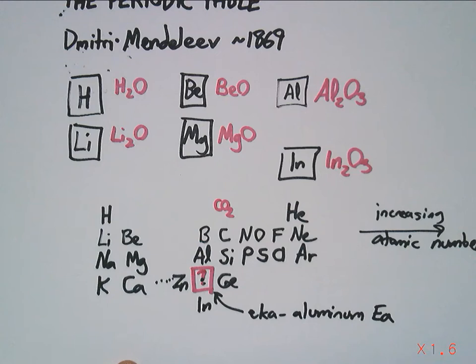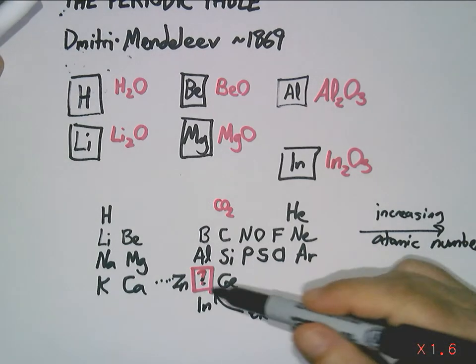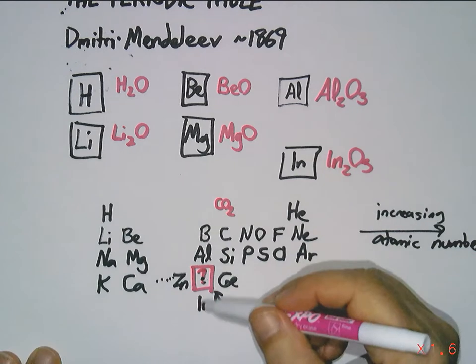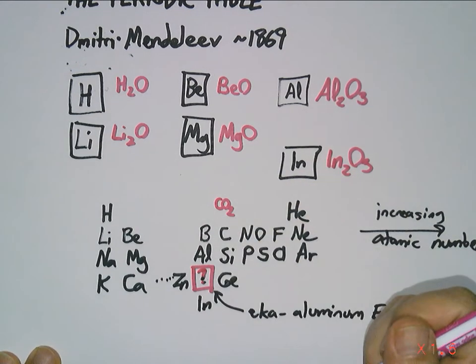Take density. If you want to predict the density of Eka aluminum, this unknown element, average the densities for its neighbors. And it should have something pretty close to that density. I'm also asking you to do that in the question below. If you want to predict the oxide that this element will form, well, it'll form the same oxide as the other elements in the column.